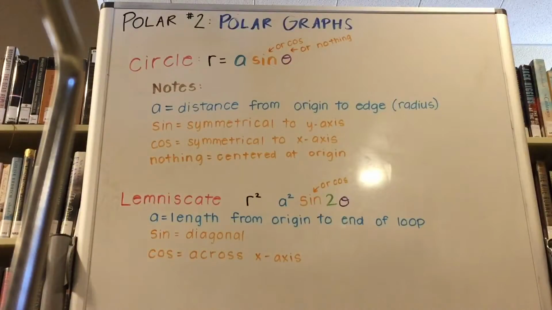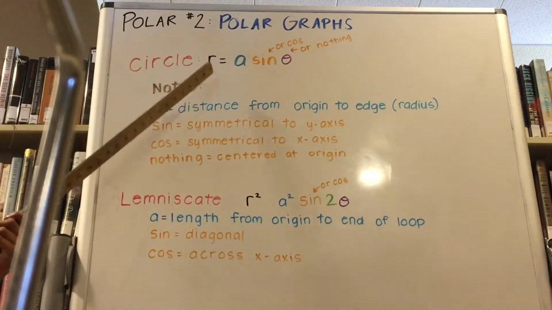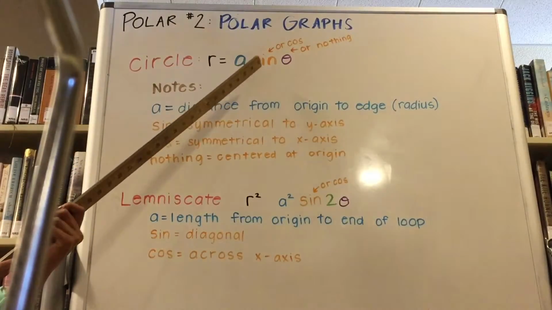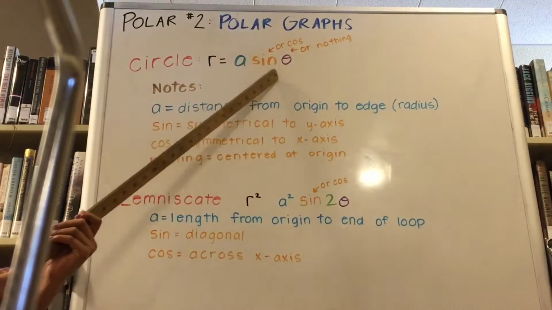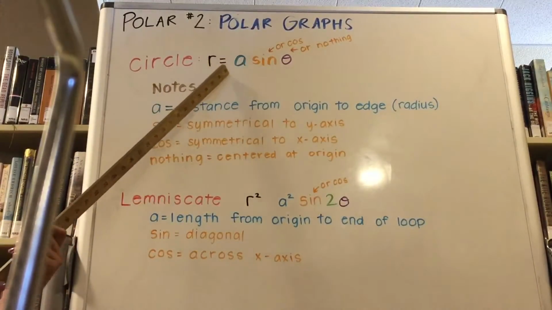Okay. Now we're going to continue our series on polar graphs, and we're going to cover the circle and the lemniscate. So starting with the circle, it has a formula of r equals a sine theta. The sine part can also be cosine, or there doesn't have to be anything there, which would mean it would just be r equals a.